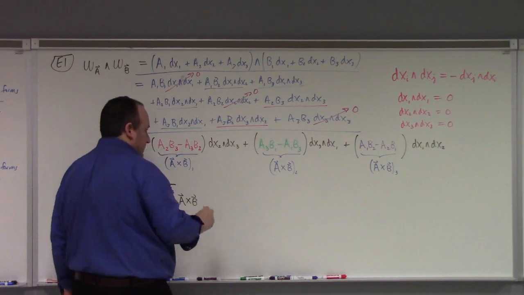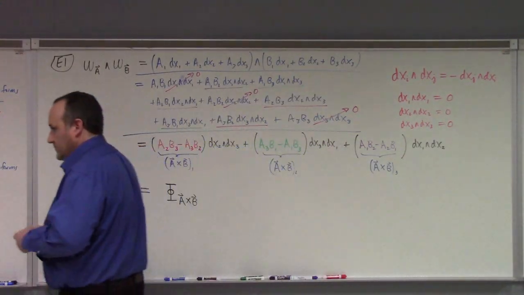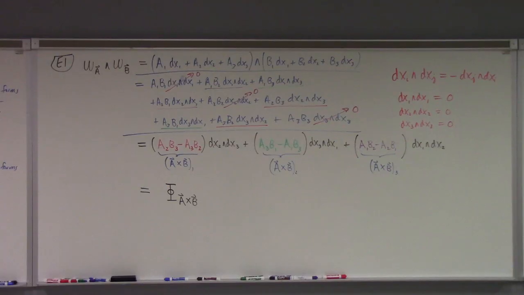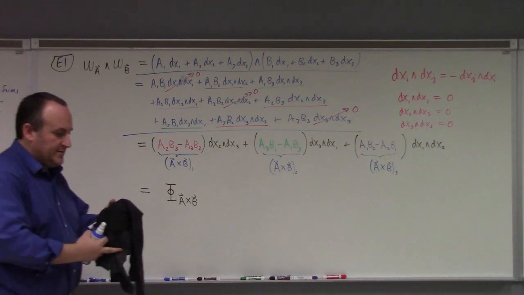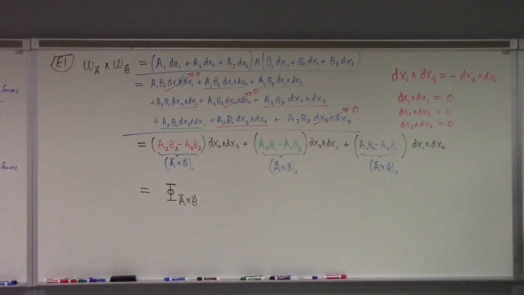So we should probably keep this in mind for our future calculational purposes, right? The wedge product of 2 work forms is the flux form of the cross product, which means that this wedge product automatically calculates cross products for us in this sense.